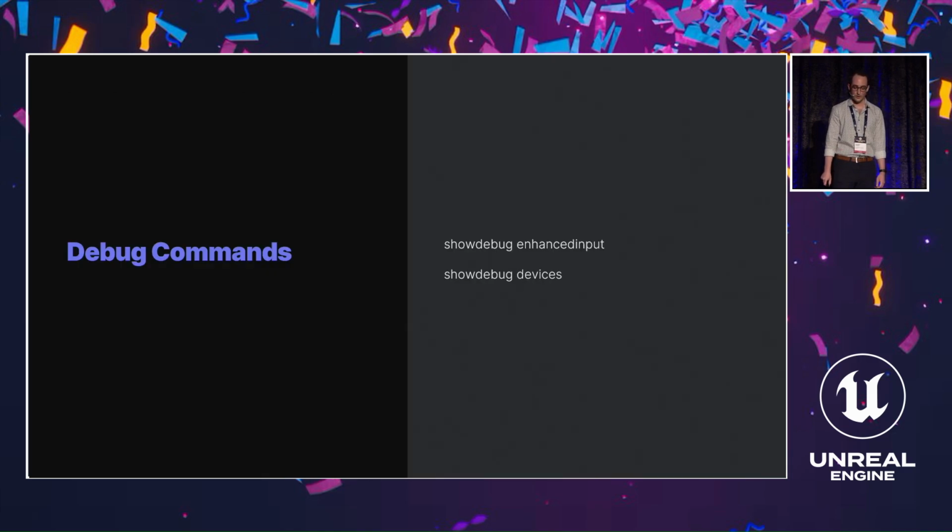And one really quick note, we've gone surprisingly far without mentioning this so far, but there are some debug commands for enhanced input which are very useful. Show debug enhanced input displays all of the currently active input mapping contexts and the state of all input actions within them for a given player, which is definitely an essential. And show debug devices will list all known input devices along with their ID and owning user, which is also a must-have for local multiplayer projects.